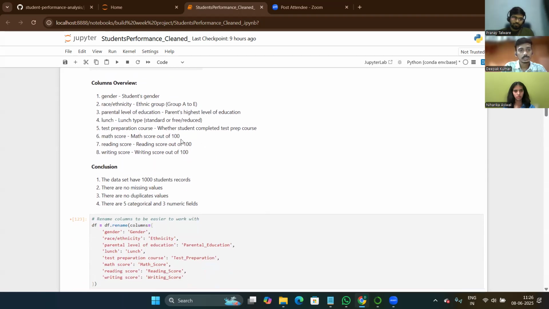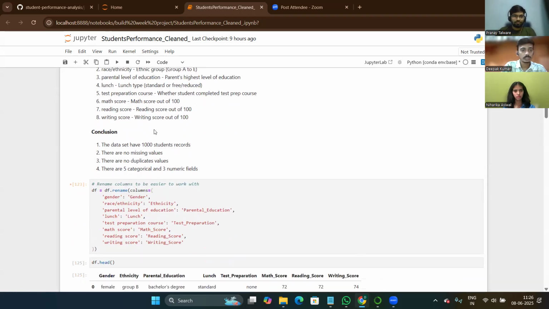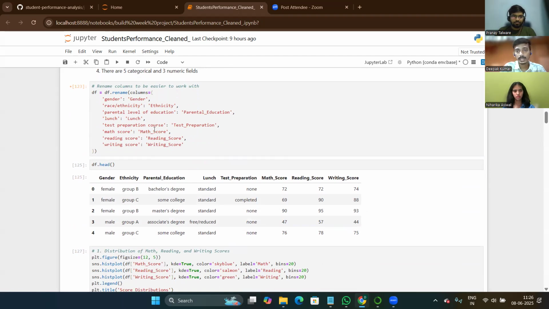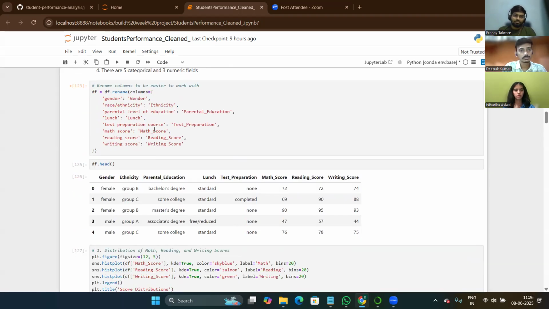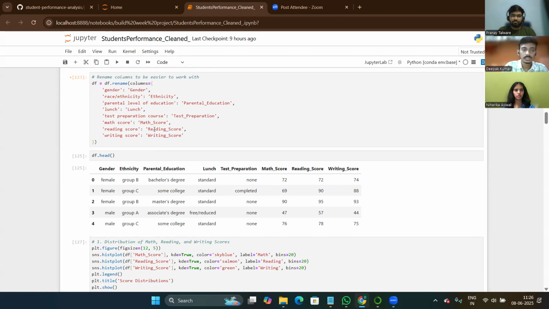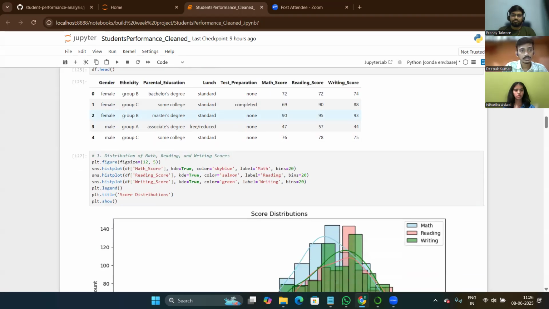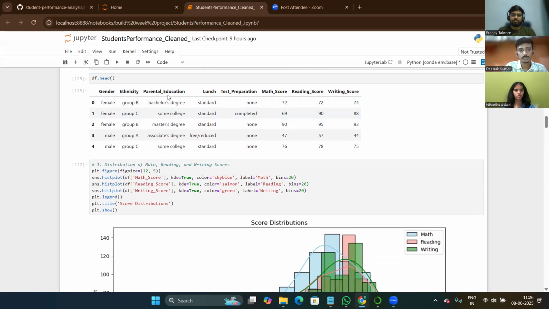Then I have written the columns overview here. There we can see that gender represents the student gender, race and ethnicity represent ethnic groups from group A to E, and so on. Then I have renamed the columns to be easier to work with, because all the columns started with lowercase, so I have made them start with uppercase also. So I have renamed the columns here. Then I have printed the head. Here we can see that all the columns are in proper format.